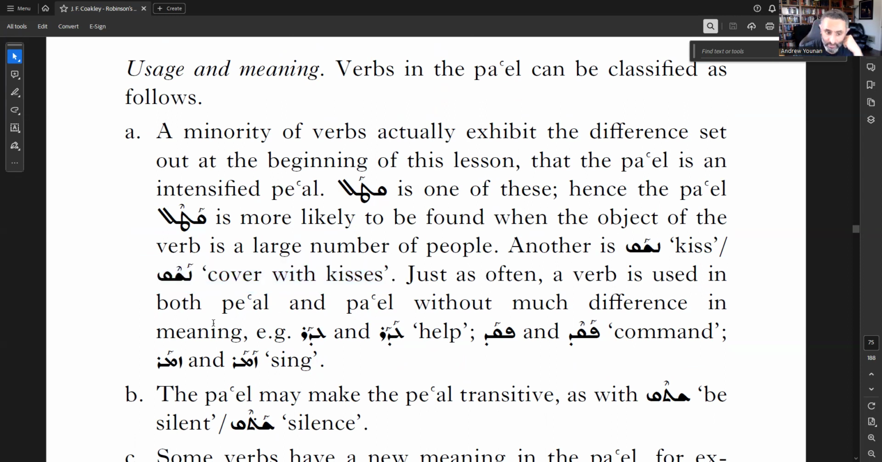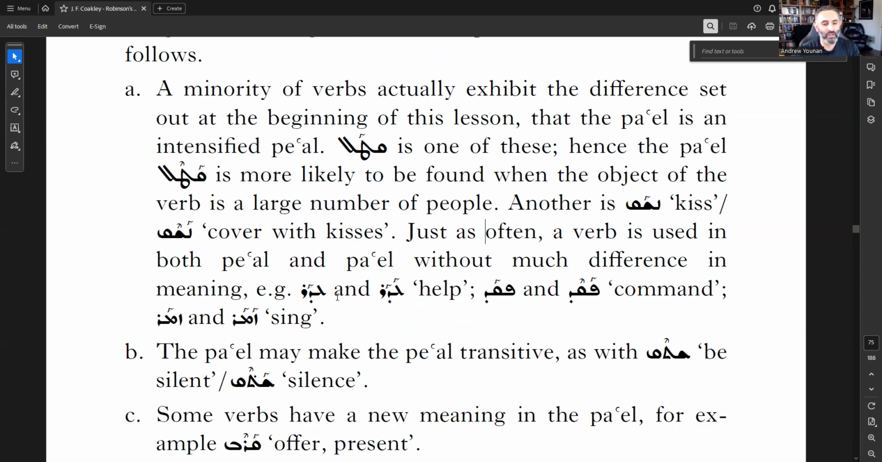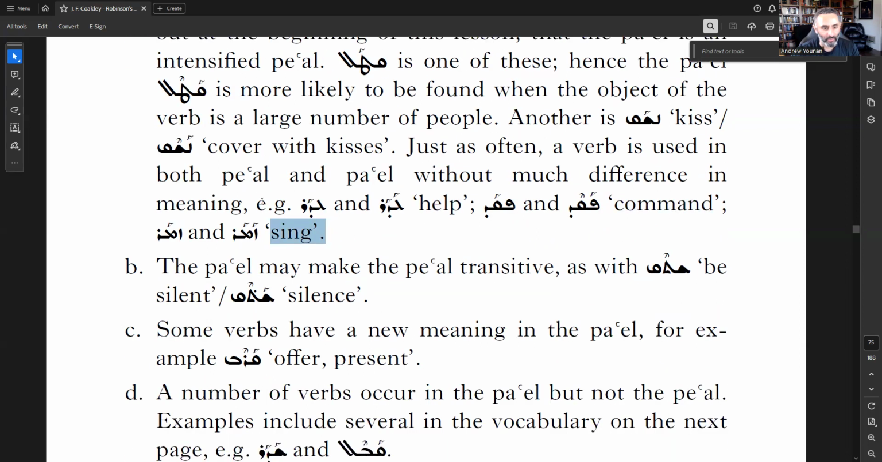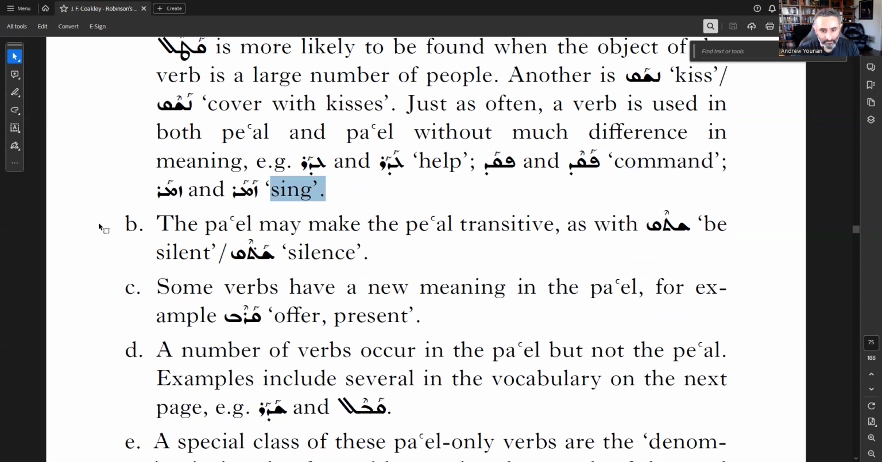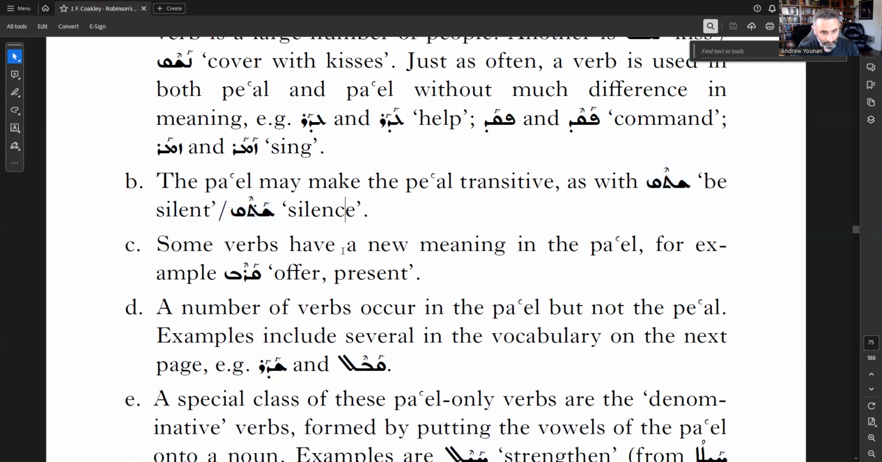Just as often a verb is used in both pa'al and pa'al without much difference in meaning. So a lot of times he's right about this. Avar and addar, they both mean to help. They really mean the same thing. Qadh and paqidh, they both mean to command. Zmar and zammar, they both mean to sing. Yeah, that's basically right. So it's just another conjugation that really means the same thing in many cases. It may make the pa'al transitive, as with shtiq, be silent, shattiq, to silence someone.